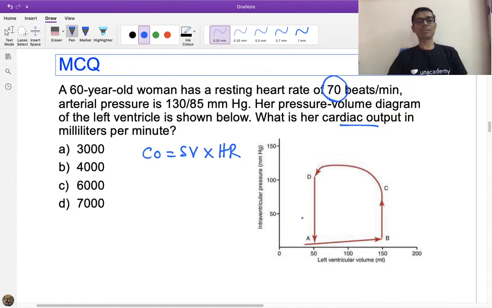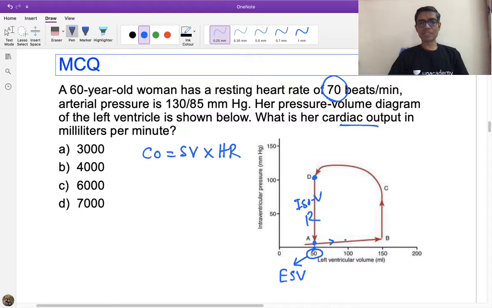Okay, so stroke volume, how to get that? I told you that this is the ending point of systole. Same amount of blood is also present at point number A. So whether this is point D or point A, listen carefully, the volume is the same. That's why this is the isovolumic relaxation phase. But at the beginning of this isovolumic relaxation, whatever blood is present in the ventricle is nothing but end systolic volume, right?